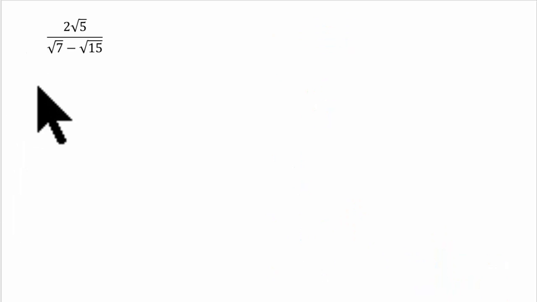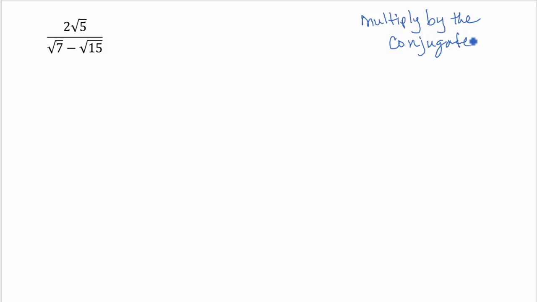Sometimes we have a binomial in the denominator, and the way that you rationalize this is to do something called multiply by the conjugate. And here's how you find the conjugate. If you have a binomial here with a minus, the conjugate is going to be the same numbers with a plus. And we're going to multiply by 1 in the form of the conjugate over the conjugate, like this. What's going to happen is it's going to make these radicals disappear.